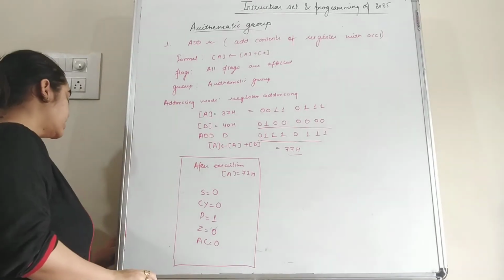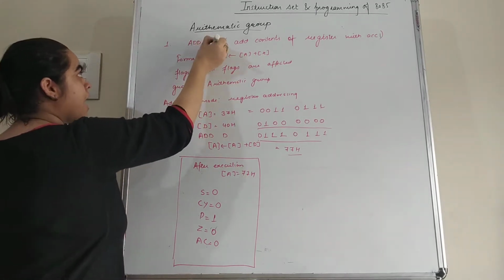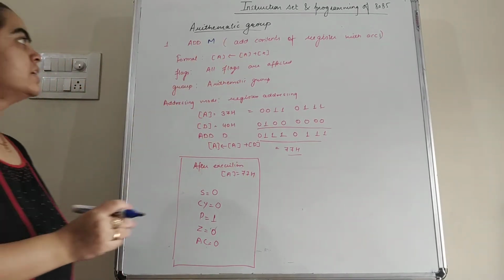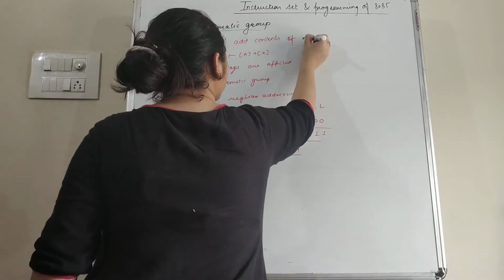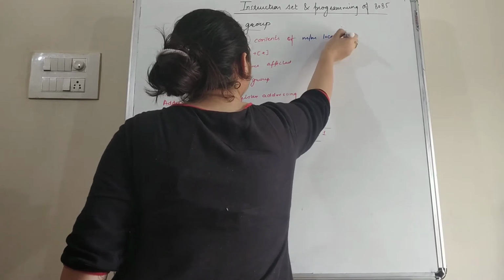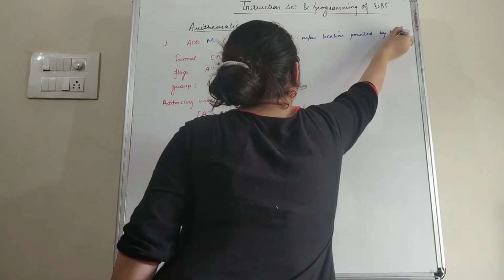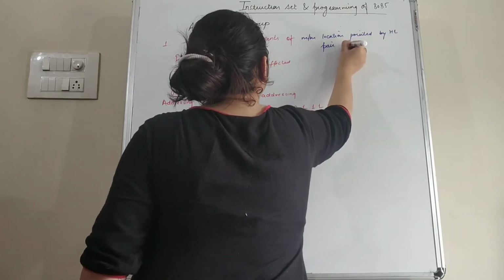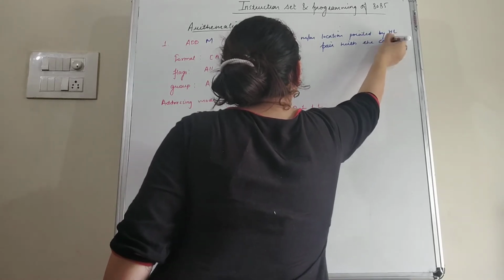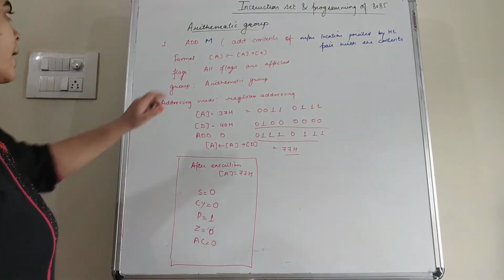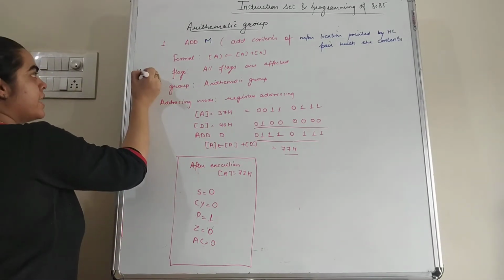After this, students, the next instruction we can see is ADD M. ADD M means we add the contents of the memory location pointed to by the HL pair with the contents of the accumulator. Now students, you know very well, when M is given in the instruction, that means M is represented by HL.